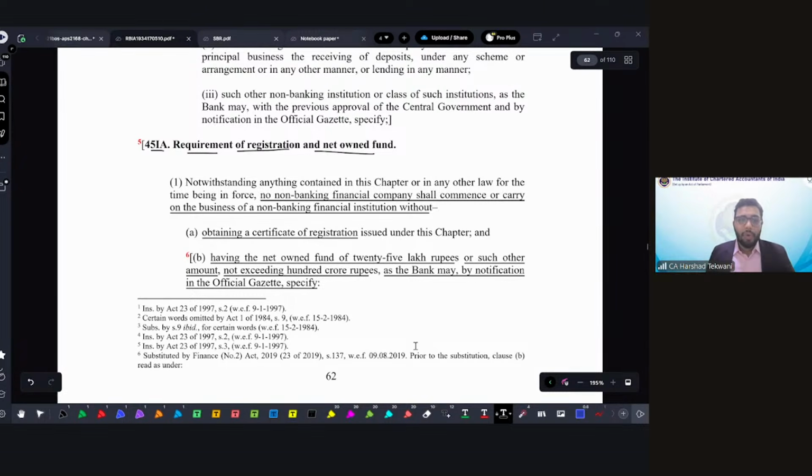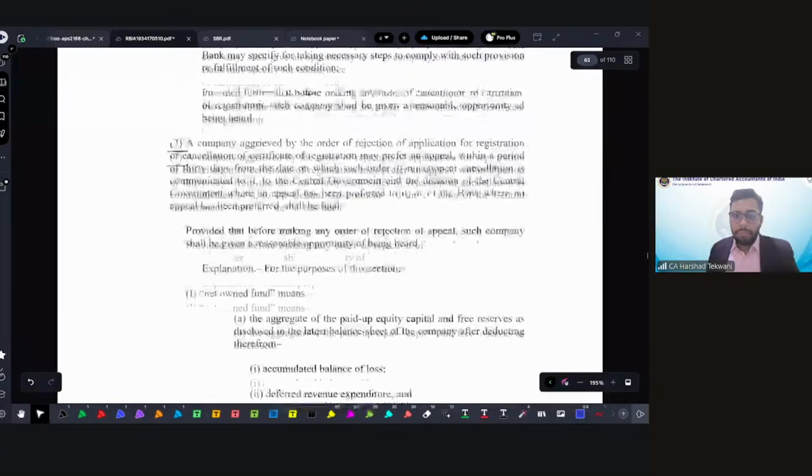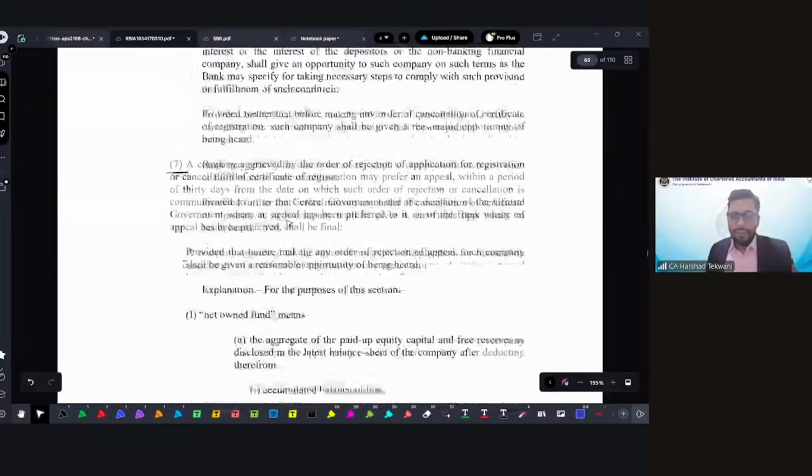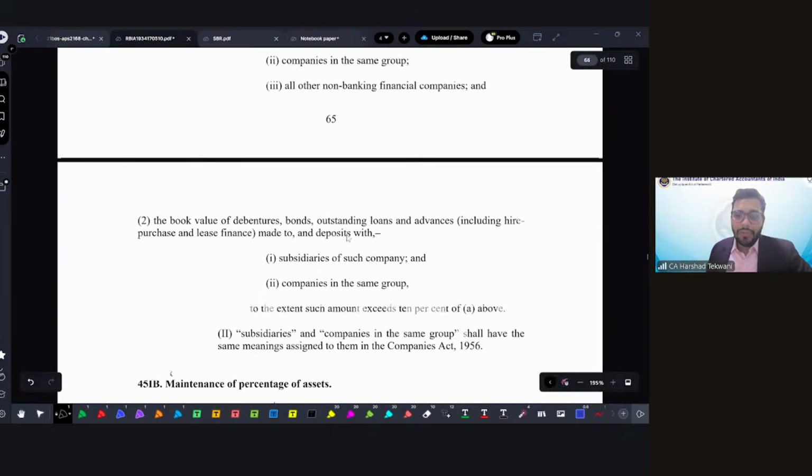And that is what is a net owned fund. That section basically we need to understand, what is a net owned fund. Okay. So, particularly after subsection 7, we have an explanation in this particular section, which talks about net owned funds. There is a definition given for the net owned funds.